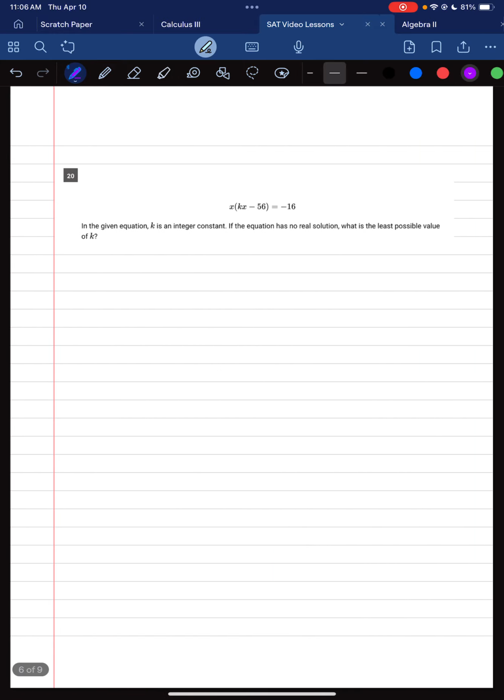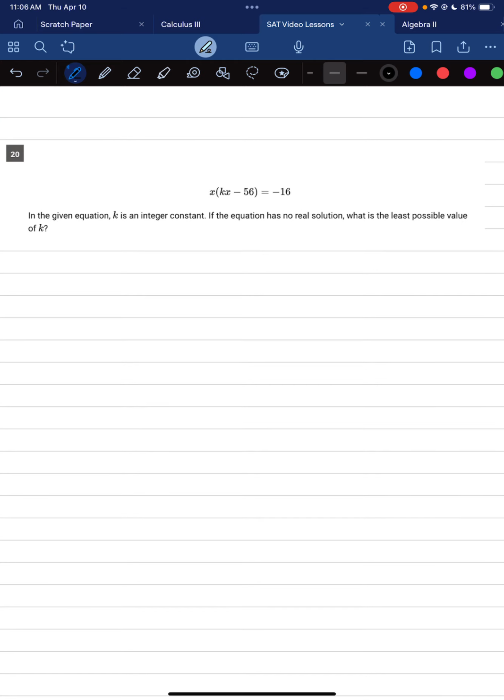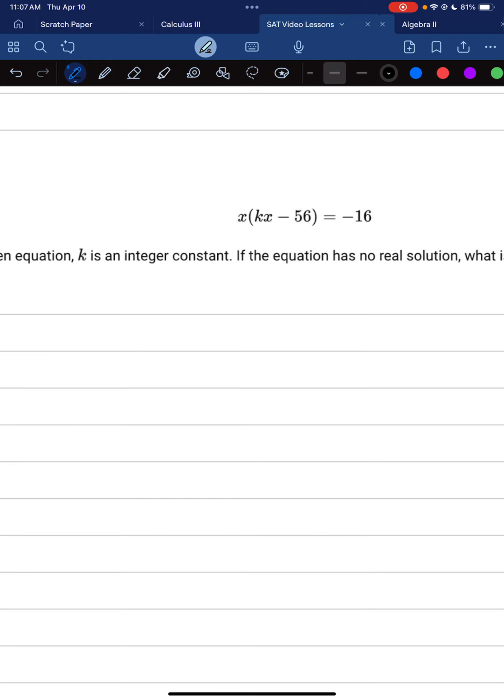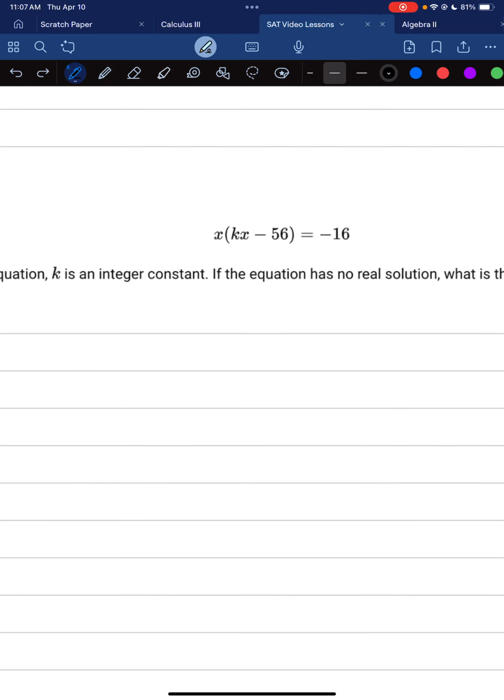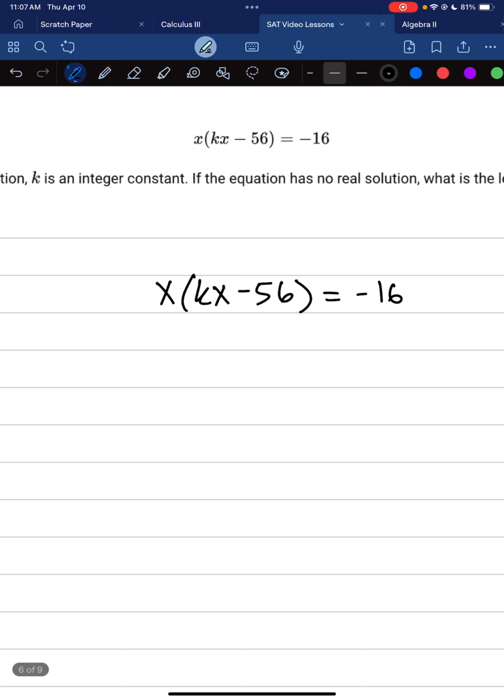Now let's take a look at some actual SAT practice problems. Let's start with this one. It says, in the given equation, k is an integer constant. If the equation has no real solution, what is the least possible value of k? So two things that you should note right off the bat. First is, this is going to end up being a quadratic equation. Once you multiply this out, if you distribute this x, let's do that first actually. x times kx minus 56 equals -16. If we distribute this x, we're going to end up with kx squared minus 56x equals -16.